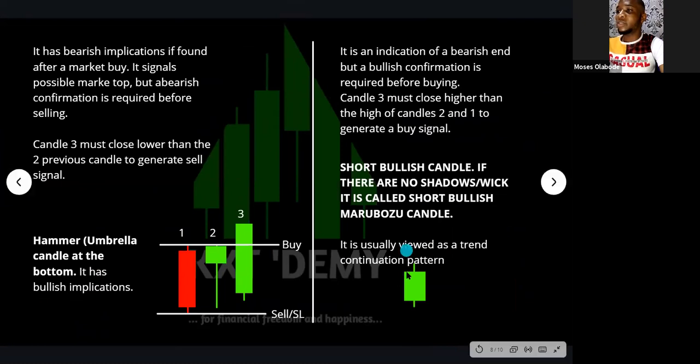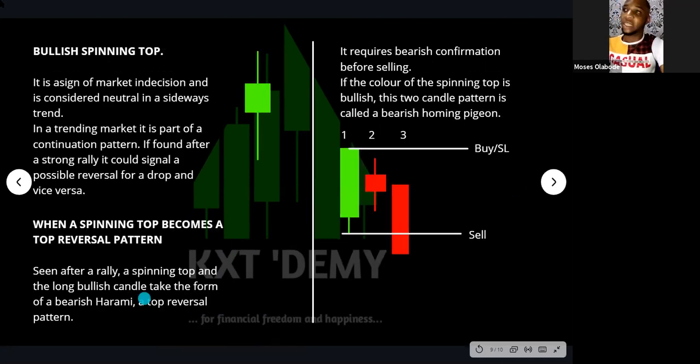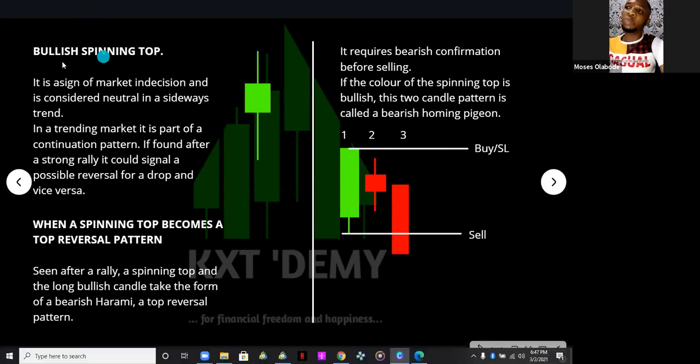Okay, so this is a continuation pattern. It can be in the middle or whichever way, but all those indecision candles have no significance in a straight market or a range market. So here is the spinning top. This is the bullish spinning top.